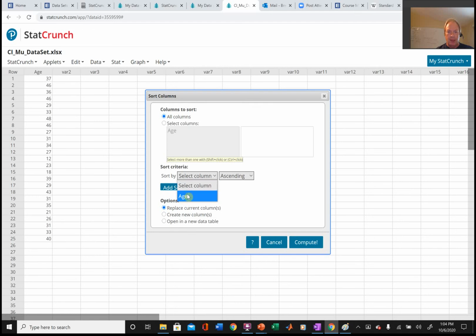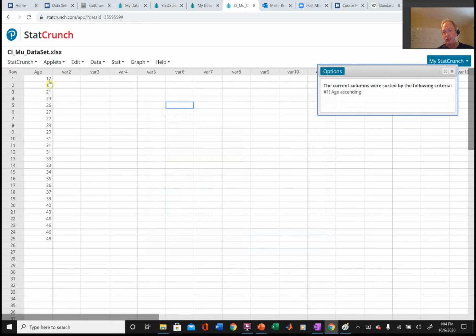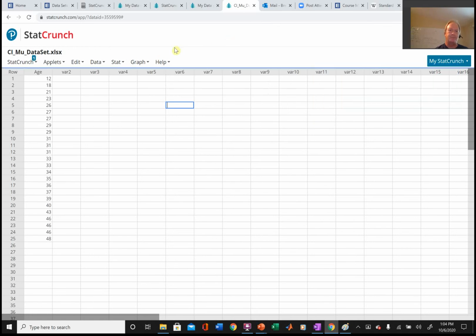Okay, and so I'm going to go ahead and sort on age. I look at this. There's a person 12 years old. Nothing strange about that. No weird values. 48. Those are all perfectly legitimate.